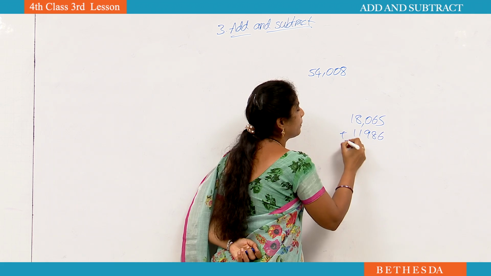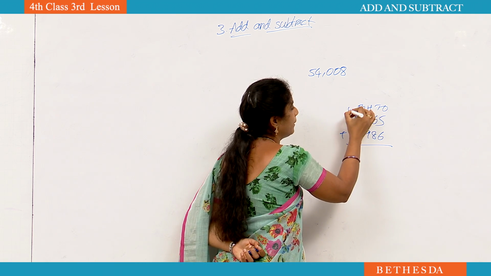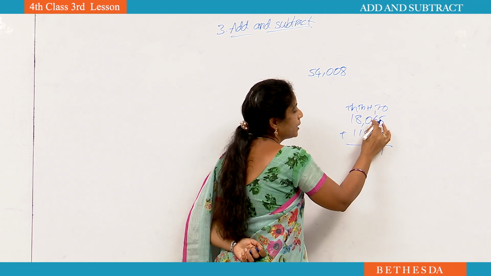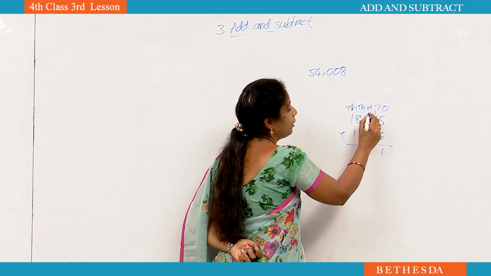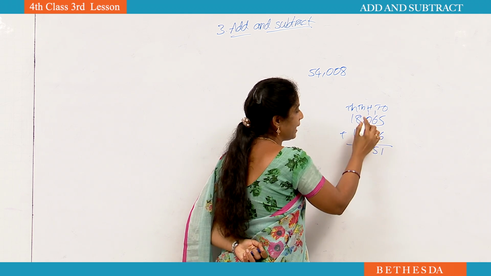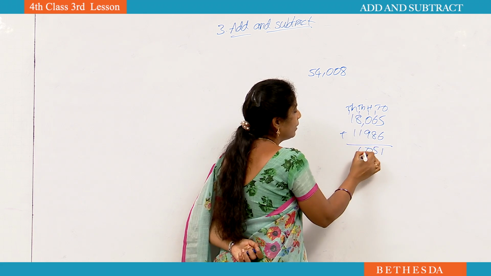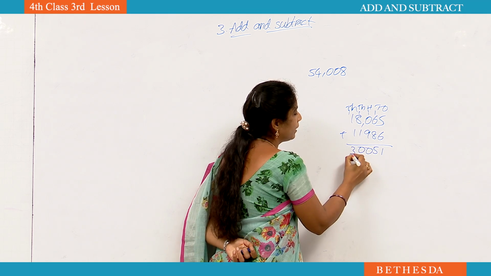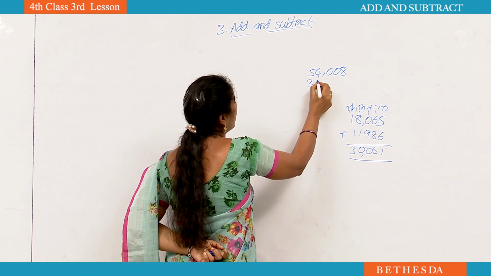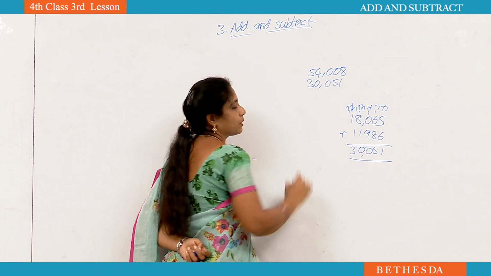11,986. Do addition. 5 plus 1. Place values must and should you should write. 5 plus 6, 11. 6 plus 1, 7. 7 plus 8, 15. 0 plus 1, 1. 1 plus 9, 10. 8 plus 1, 9. 9 plus 1, 10. 1 plus 1, 2. 2 plus 1, 3. 30,051. Now afternoon they got 30,051. Now he is asking some questions.